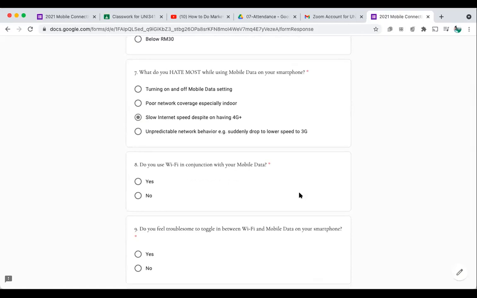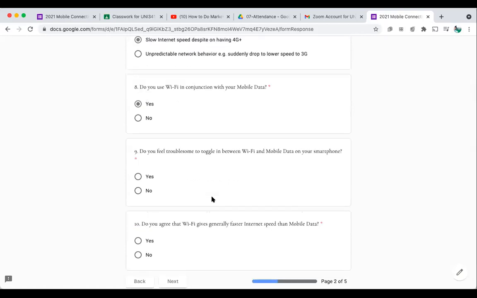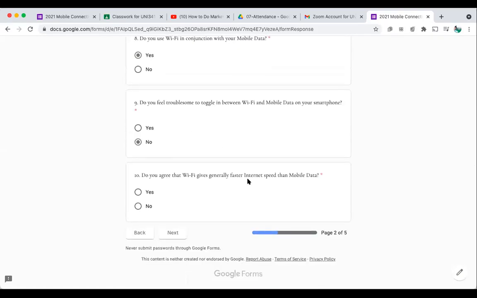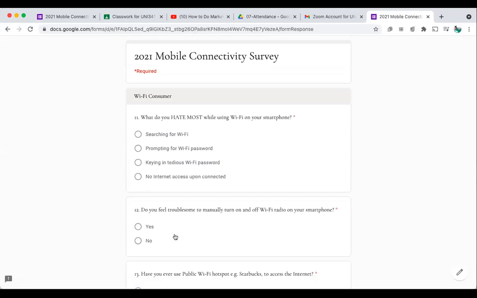Do you use Wi-Fi in conjunction with your mobile data? Yes, I need to have Wi-Fi, otherwise I couldn't work. Do you feel troublesome to toggle in between Wi-Fi and mobile data? Not really, because it's always on. Do you agree that Wi-Fi gives generally faster internet speed than 4G? For me, yes, right? Obviously, my 4G doesn't work, but my Wi-Fi works all the time. So yeah, this is my 10 questions.